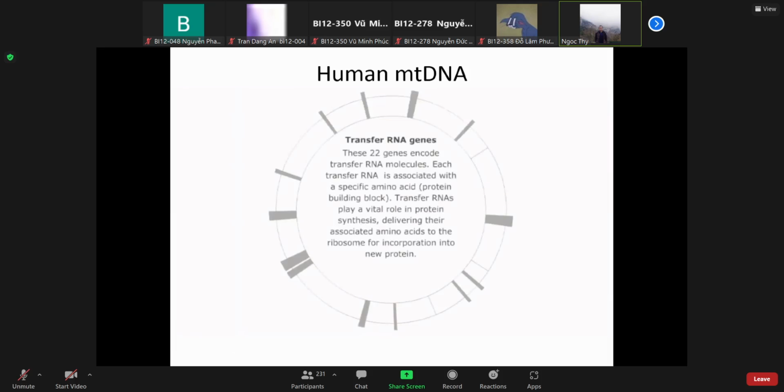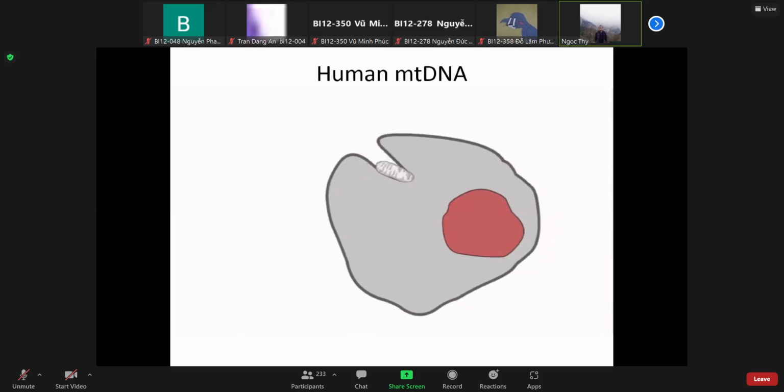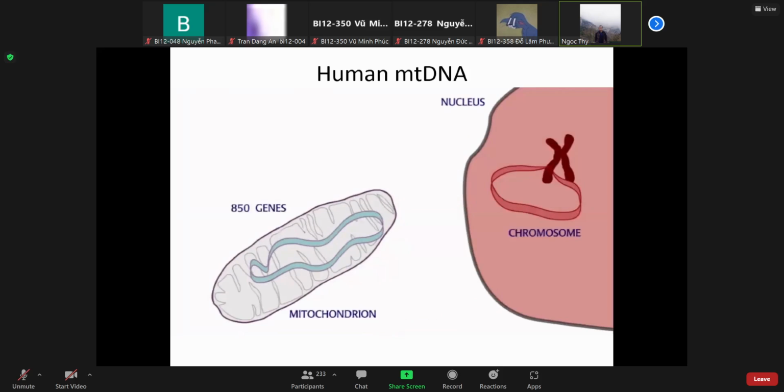Transfer RNA genes. These 22 genes encode transfer RNA molecules. Each transfer RNA is associated with a specific amino acid. Transfer RNA plays an important role in protein synthesis, delivering its associated amino acid to the ribosome for incorporation into a new protein. The human mitochondrial chromosome has been vastly reduced.